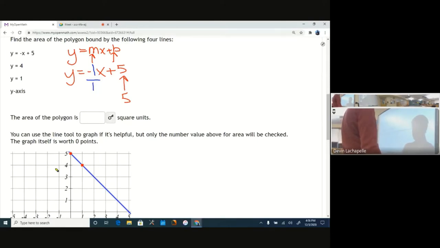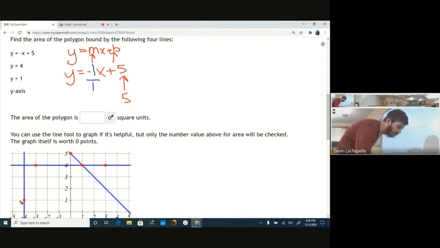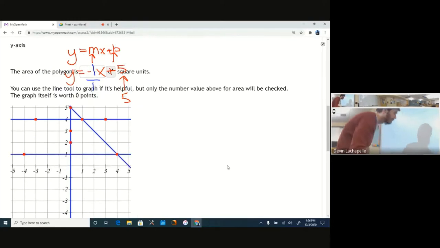Y equals 4. Well, that is a straight line at y equals 4. In other words, no matter what the x value is, y is always going to equal 4. And we're going to put that right there. Similarly, y equals 1. We're going to put that right there. Y is always equal to 1. Nice horizontal line there. And our y-axis, well, our y-axis is this vertical line right in the middle.